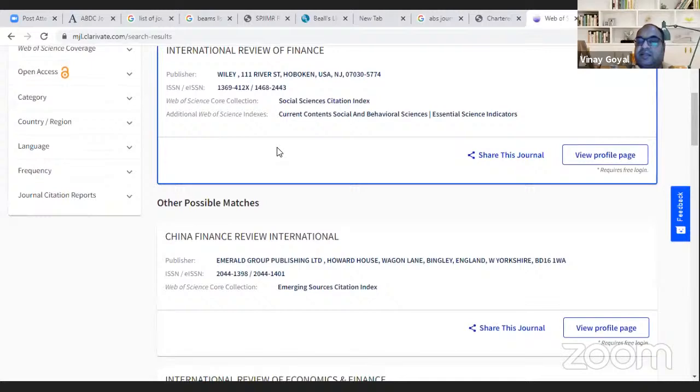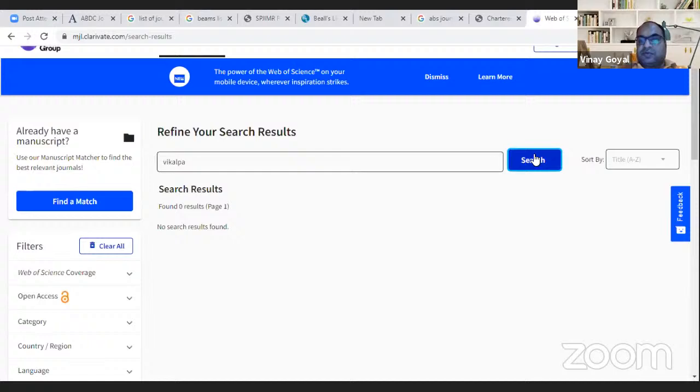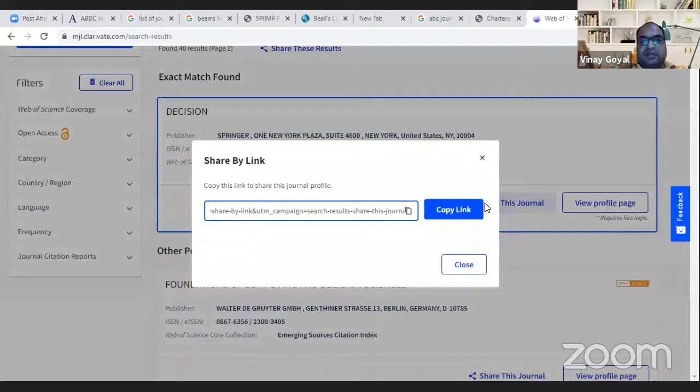Let me see whether Vikalp is there or not. V-I-K-A. Vikalp, right? So you can just keep on searching. There is no. So Vikalp is not there in the list, right? This is IIM Ahmedabad. Let me see Decision. So this is not the IIM Calcutta Decision, right? So this is not the IIM Calcutta one. I'm going to share this journal. Let us see. Copy link. And let us see.